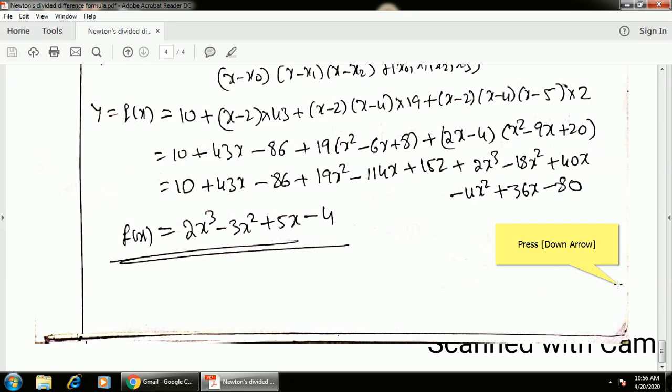These are the type of problems they are asking on Newton's divided differences, and particularly in the examination they are asking to use the Newton's divided difference formula or Newton's general interpolation formula. Just find the divided differences, write the formula, substitute the values and simplify it. I hope you understand how to find the divided differences and how to solve the problems of Newton's divided differences.